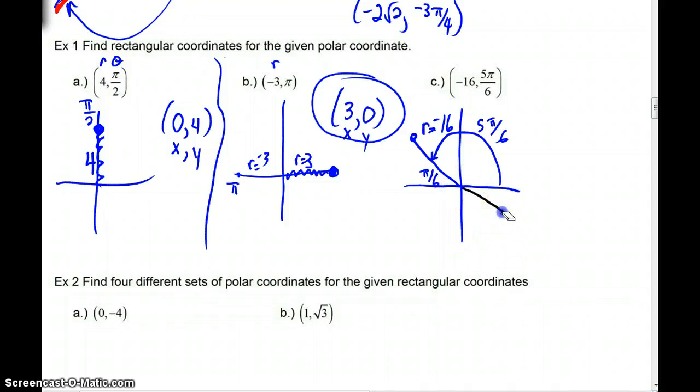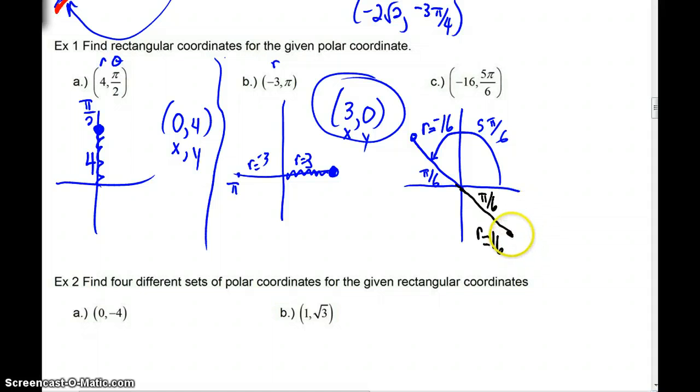Let me fix that up. We have to project to the opposite quadrant. So we're going to be over here, r equals 16, with the same reference angle. Reference angles are always going to be maintained.